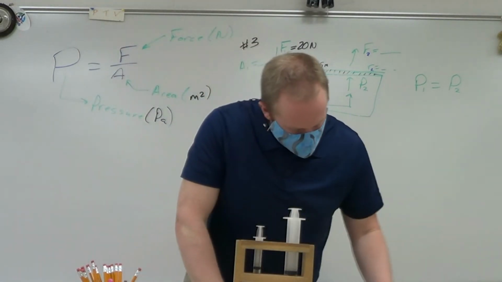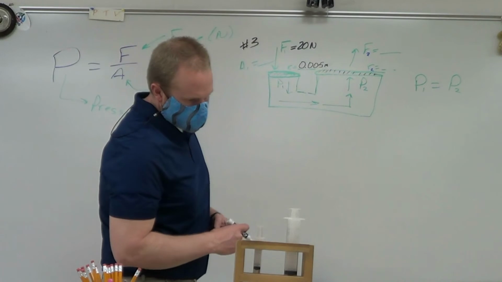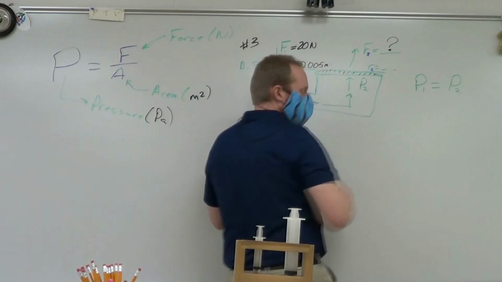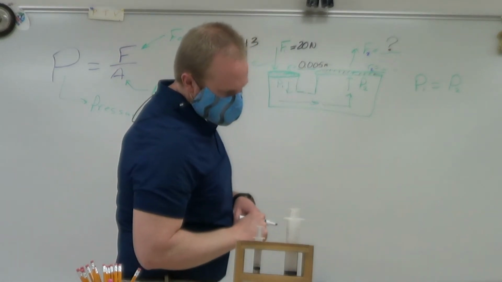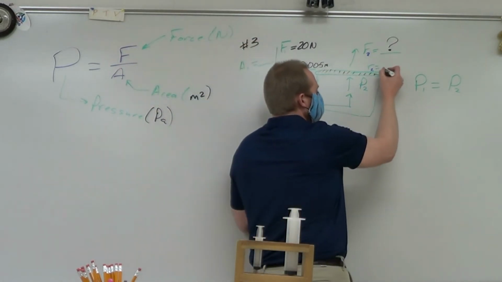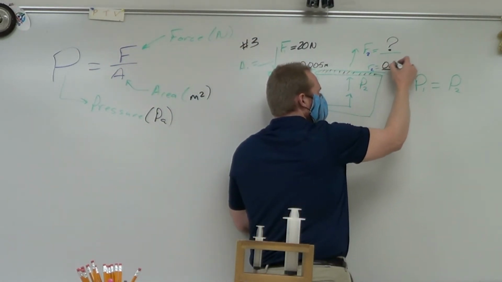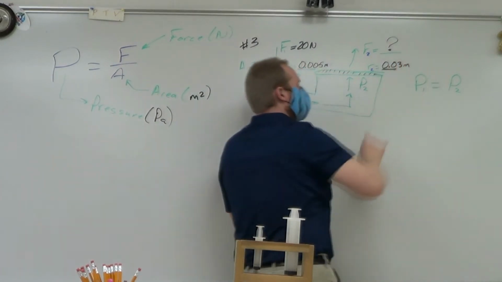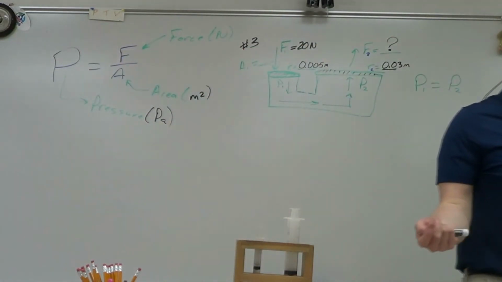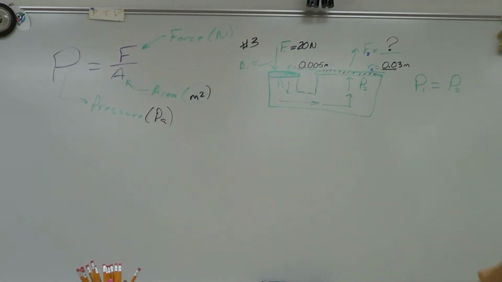If a 20 Newton force is applied downwards on a cylinder that has a radius of 0.5 centimeters, with what force does the second cylinder push upwards if the radius is 3 centimeters? So again, it has to be in meters. So that converted into meters is 0.03. It's about 5, 6 centimeters, maybe a little bit big.